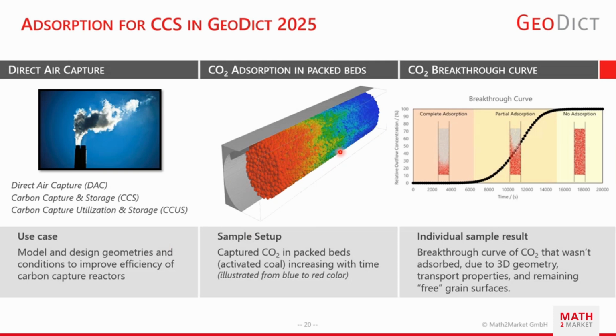Here is a look at how this is visualized in GeoDict, and what is also the end result is the breakthrough curve, where in the ideal case we would see, for instance, the frontal movement, so meaning as the gas is injected, it fully saturates, which is of course not possible. It's the idealistic case, and the optimization with either the pellet properties or the geometry can refine how the breakthrough curve occurs.